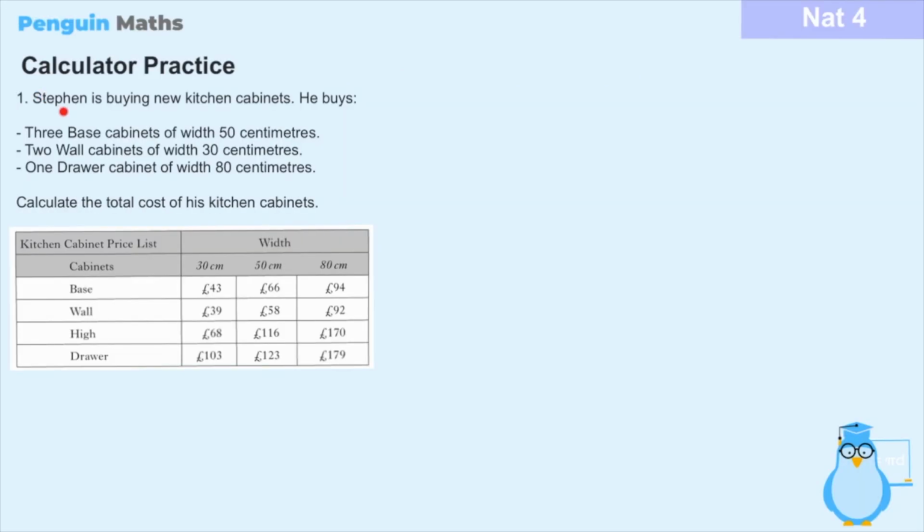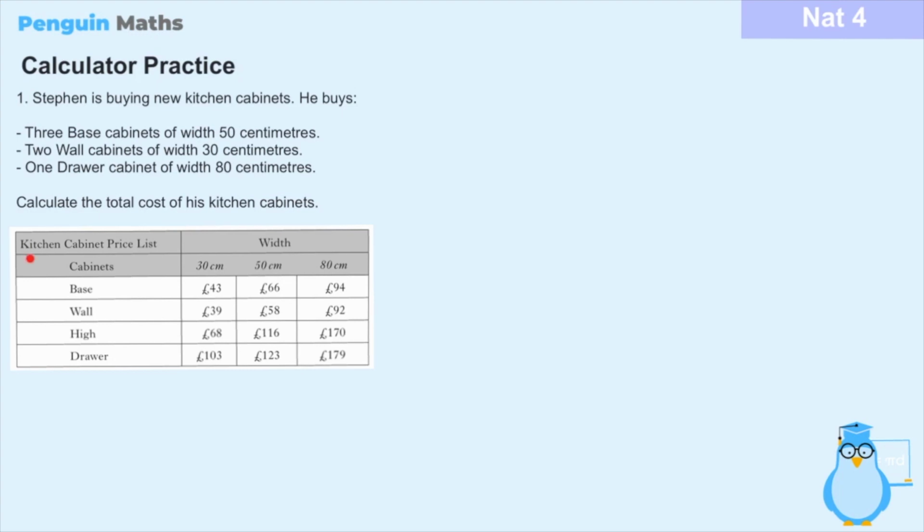Okay, so let's have a look at question 1. We are told that Stephen is buying new kitchen cabinets, and in particular he buys 3 base cabinets of width 50cm, 2 wall cabinets of width 30cm, and 1 drawer cabinet of width 80cm, and we've been asked to calculate the total cost of his kitchen cabinets.